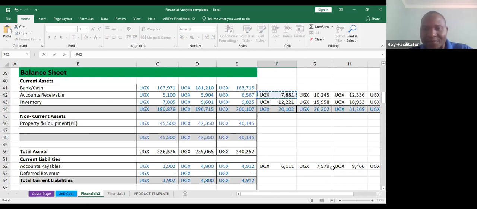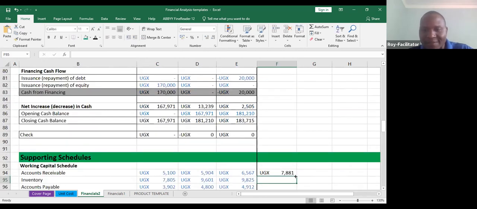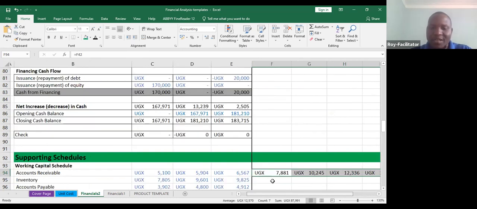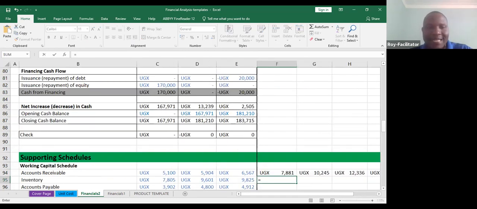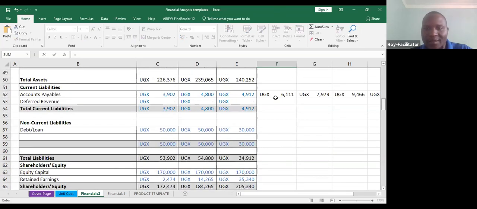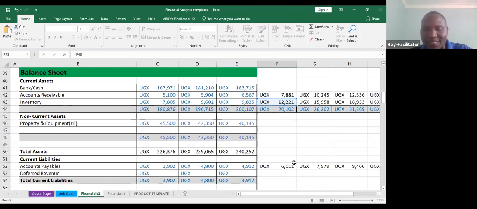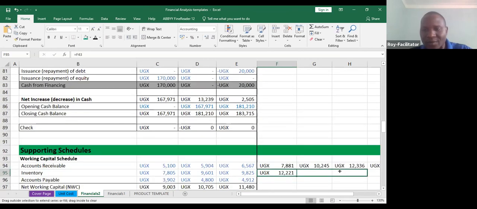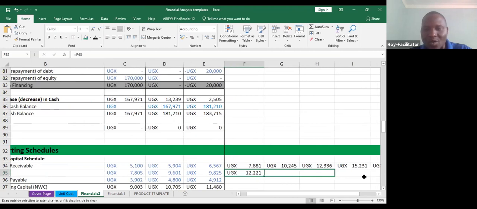I'll just pick it, and I'll extrapolate, so it will pull the others back. Then I'll go to the inventory. I have already calculated inventory. I'll go to the inventory on the balance sheet and pick it. Where is inventory? Yeah, there it is. Pick it, paste. Yeah, I'll have the inventory. I extrapolate.